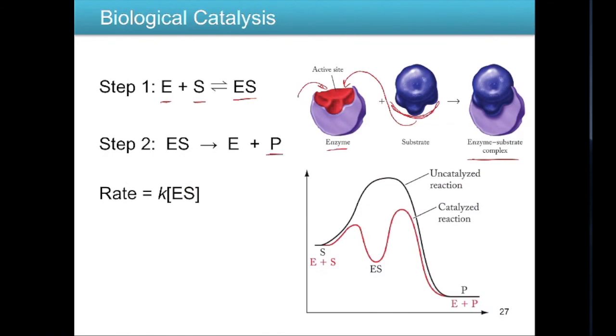So again, we have a graph showing the uncatalyzed reaction having a much higher activation energy than a two-step catalyzed reaction shown in red, which has a lower activation energy, which means that the reaction should be faster. So that's what enzymes do. They make reactions go faster. They make them go at the speed that they have to go at in order for life to persist.